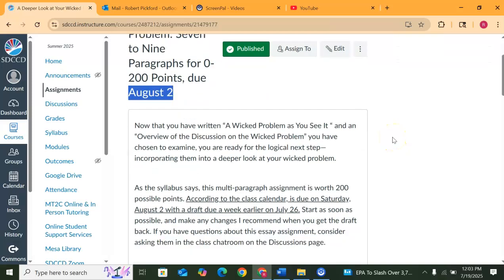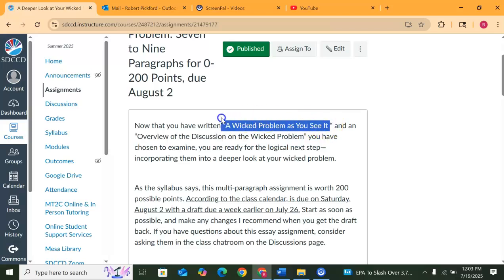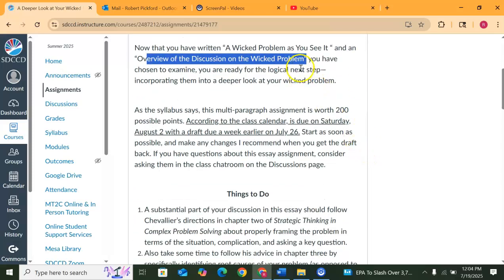Now, the good news is, just like you incorporated part of this assignment, the wicked problem as you see it, and the overview that came after it, you incorporated one into the other, right? That first paragraph. This is no different. You're going to use bits of the overview in this, just in different spots than it was looking on the overview when you got it done. So let me explain.